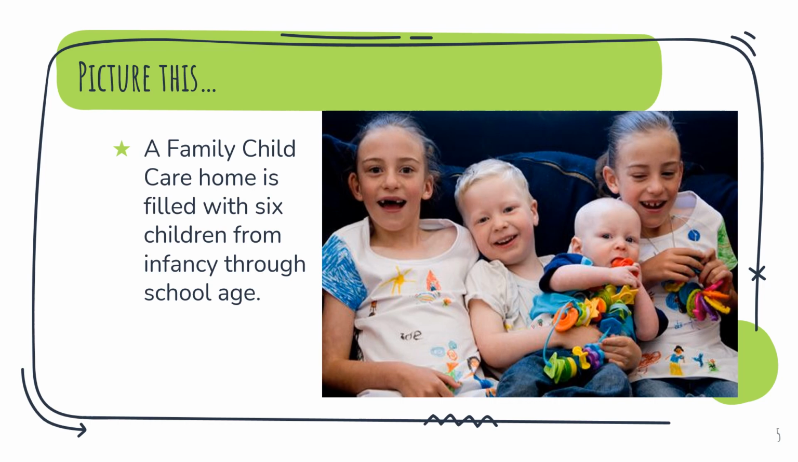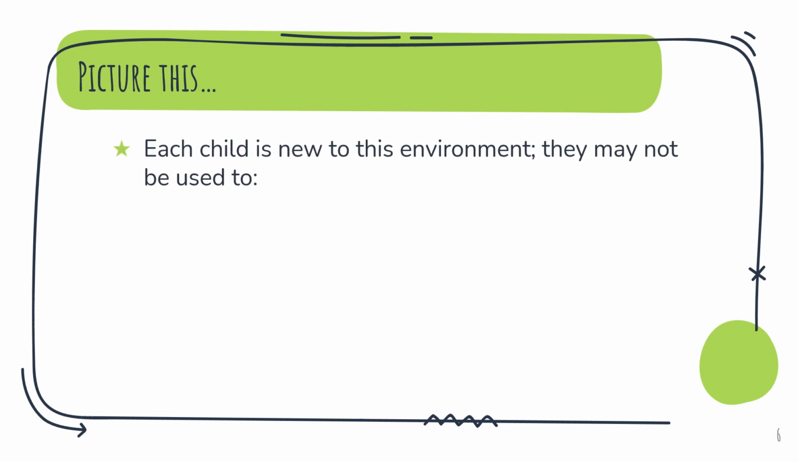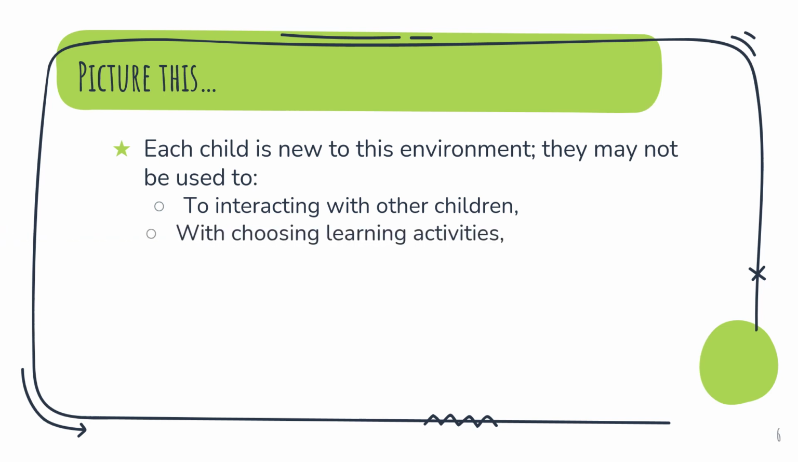So I shared those 4 pictures with you. And now I ask you to picture this. Each child is new to this environment. So they're new to that classroom. They may not be used to interacting with other children. They might have no siblings at home or no cousins that they play with, so they may have no familiarity with interacting with other children.